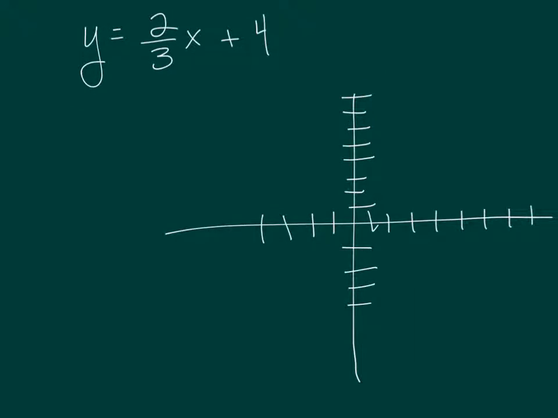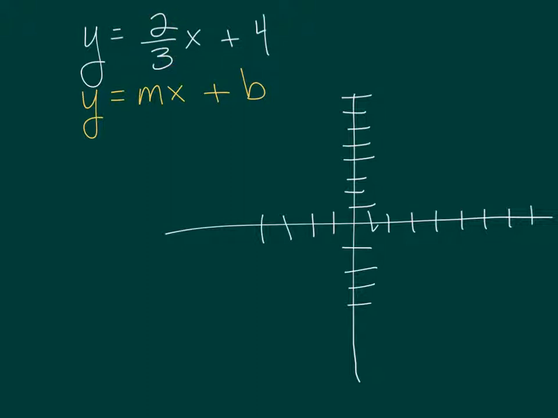Okay, so we have a second example: y equals 2/3 x plus 4. So again, this equation is already written in slope-intercept form, which is y equals mx plus b, which is great because there's my m value. So that means there's my m value in my example.